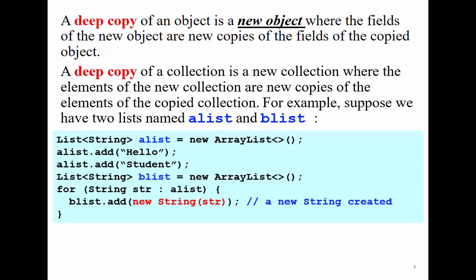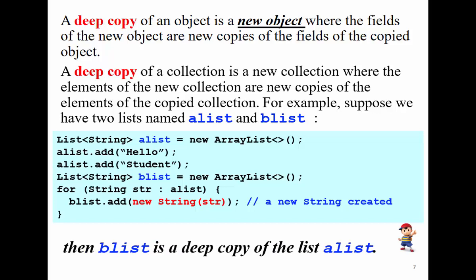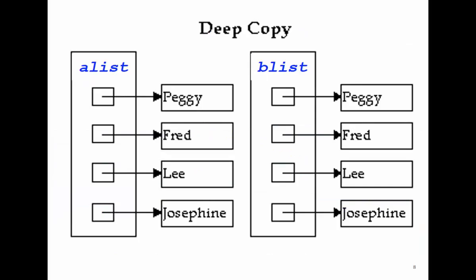So here, we are taking an element from the array list. We create a new element, and we store it inside B list. The picture here will clarify everything. In this scenario, using this code, we say B list is a deep copy of A list. Look at this. So it's totally different. We separate them. There's nothing shared between A list and B list.